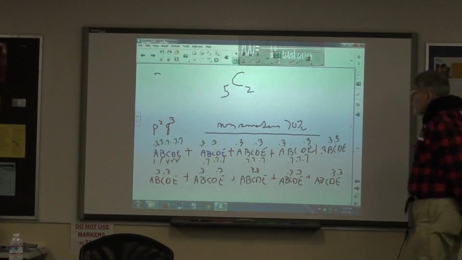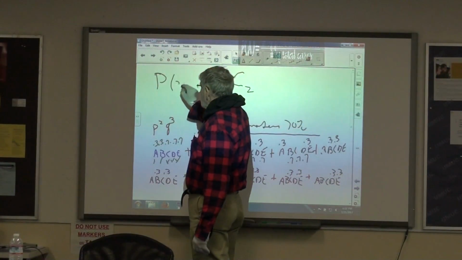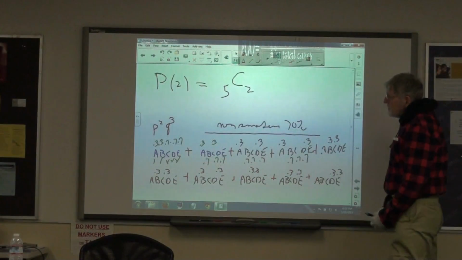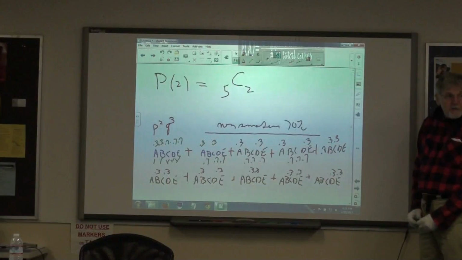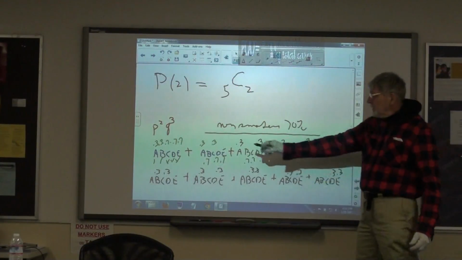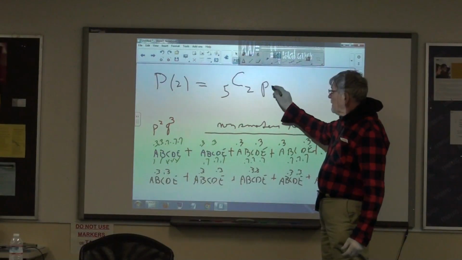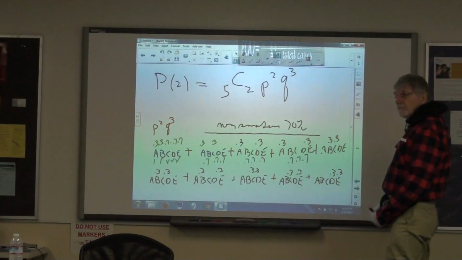So the probability of getting exactly 2 smokers is equal to the number of different ways you could insert the 2 smokers into your group of 5. That's C(5,2) times the probability of each group occurring, which is P squared Q cubed. Agreed?